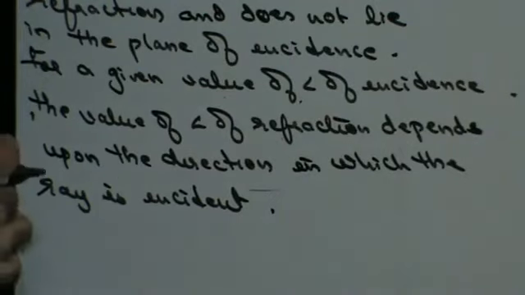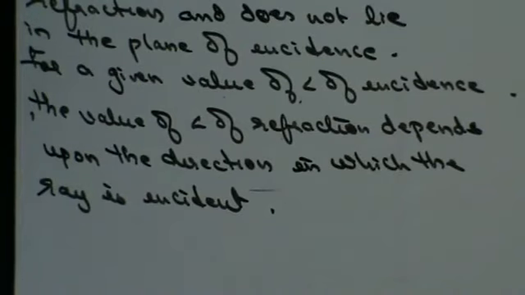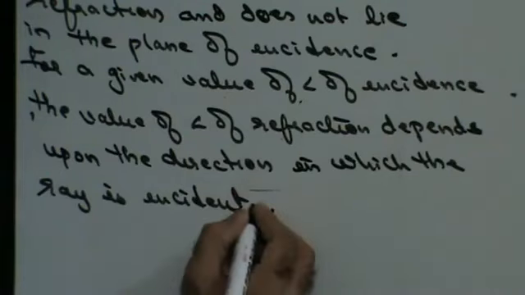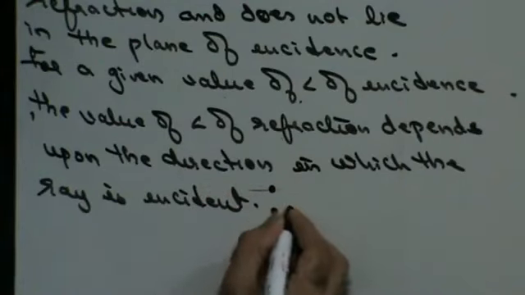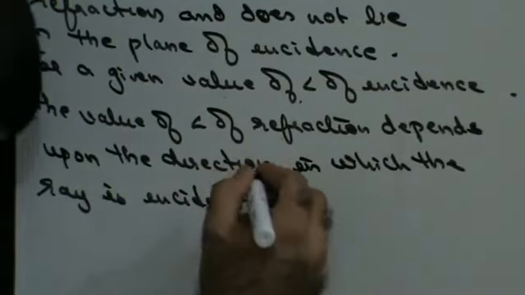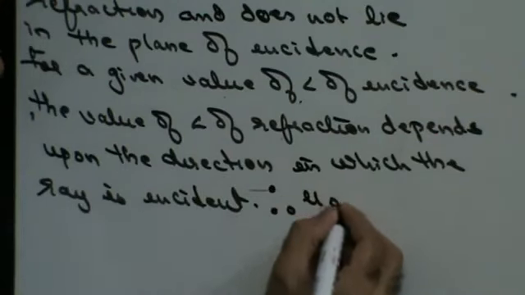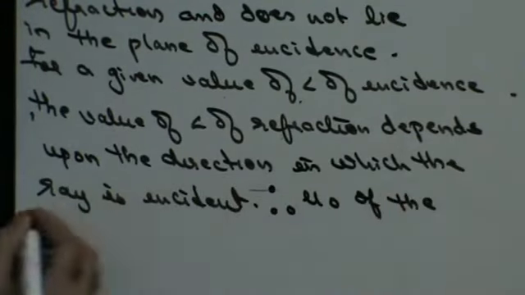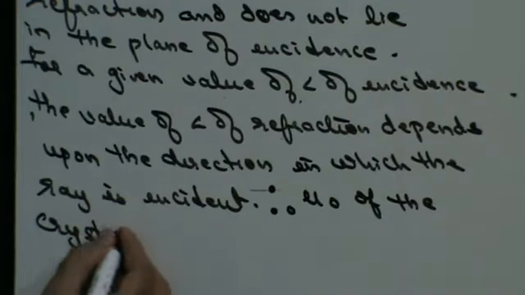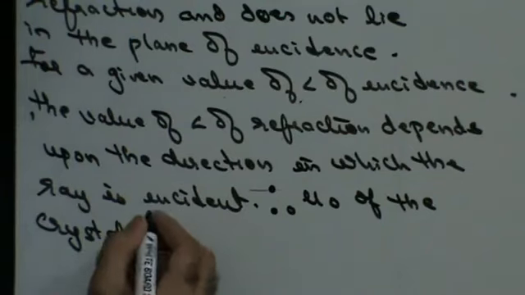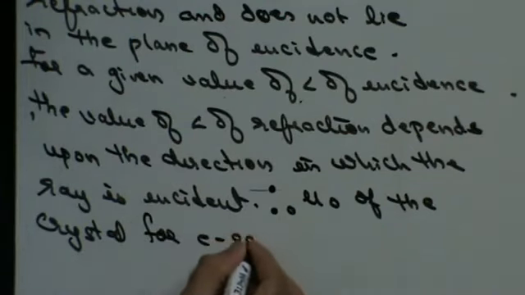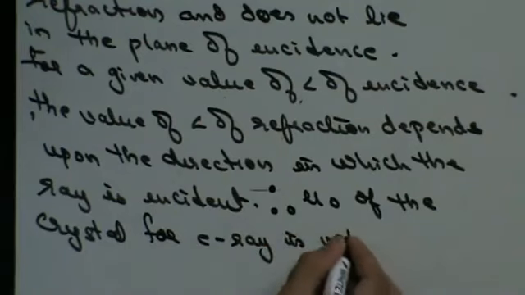Now, therefore the refractive index of the crystal for the extraordinary ray is not constant, since it is going to depend upon the direction in which the ray is incident. Therefore I can say that the refractive index of the crystal for the E ray is not constant.